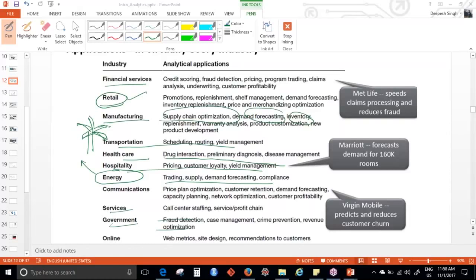And healthcare is using a lot of analytics. So DNA mapping they are doing. They're trying to discover new species using analytics, or what would be the effect of a particular drug on anybody. So all those things are being decided. There is a lot of analytics being done there.